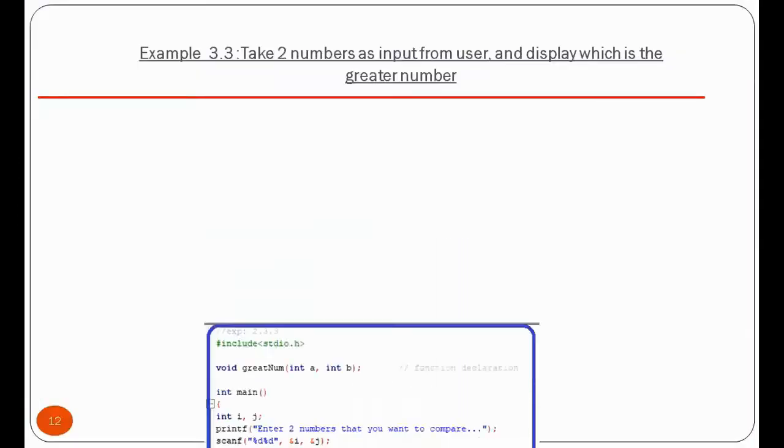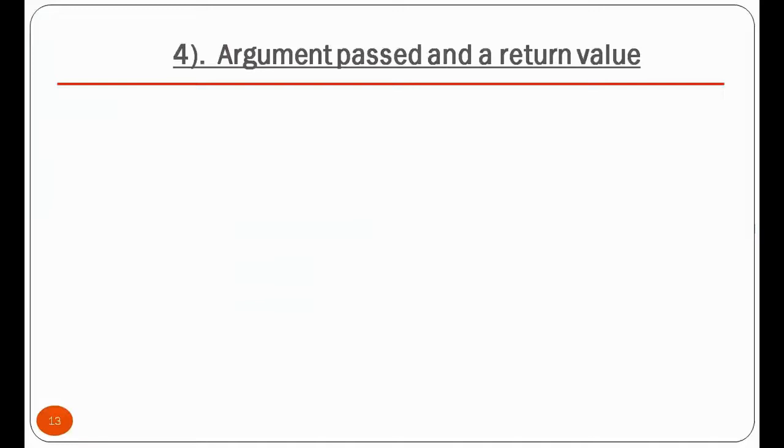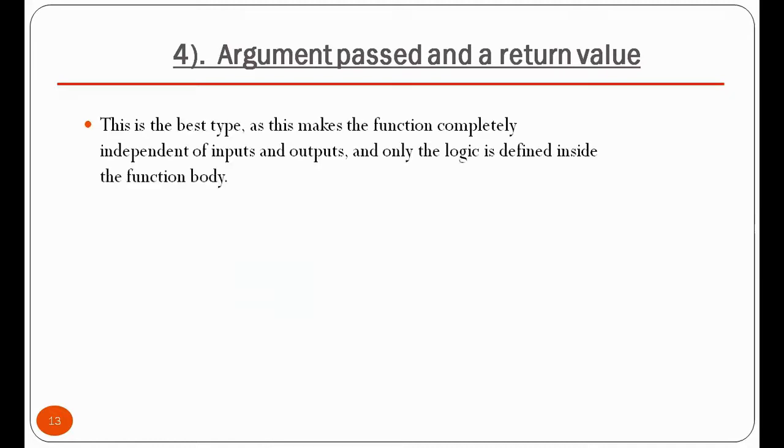So coming towards the last type, which is argument passed and a return value. We are passing the arguments, and we are returning a value from the function. This is the best type, as this makes the function completely independent of inputs and outputs, and only the logic is defined inside the function.